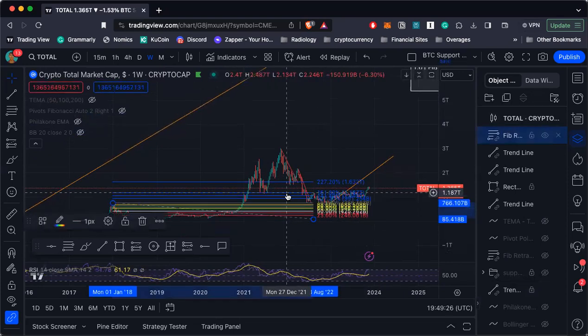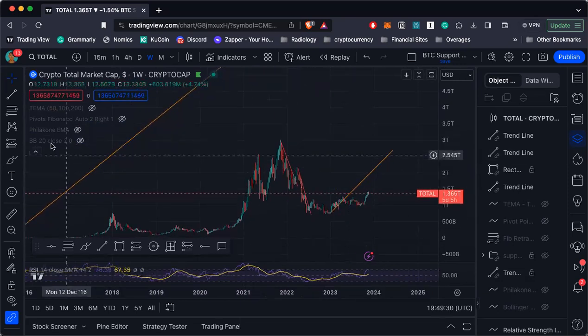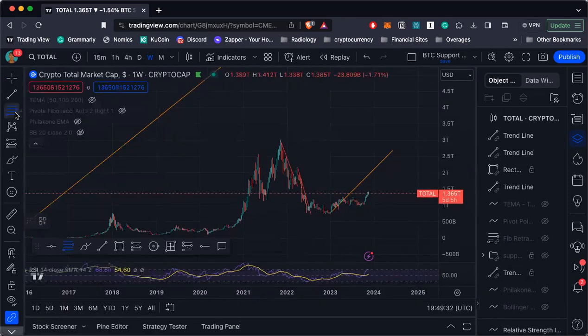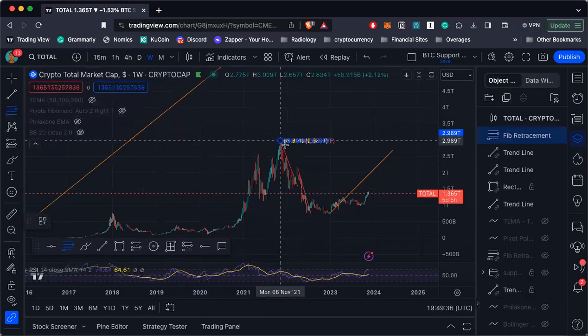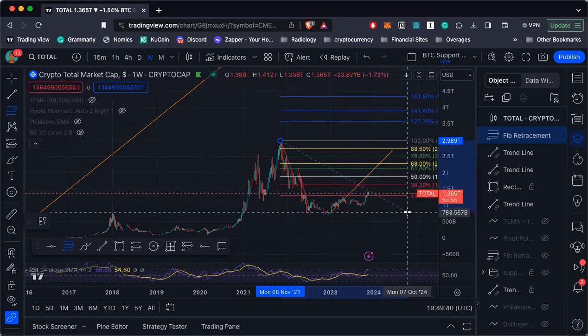So now let's get an idea of where the crypto market cap is going. We already know what the top is. If we want to say this was the bull run top, that's the top. I think it's safe to assume that the bottom is in on crypto. The bottom is in.